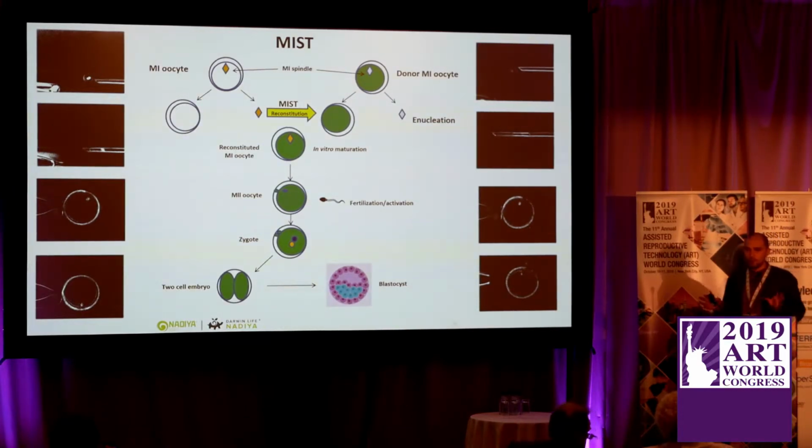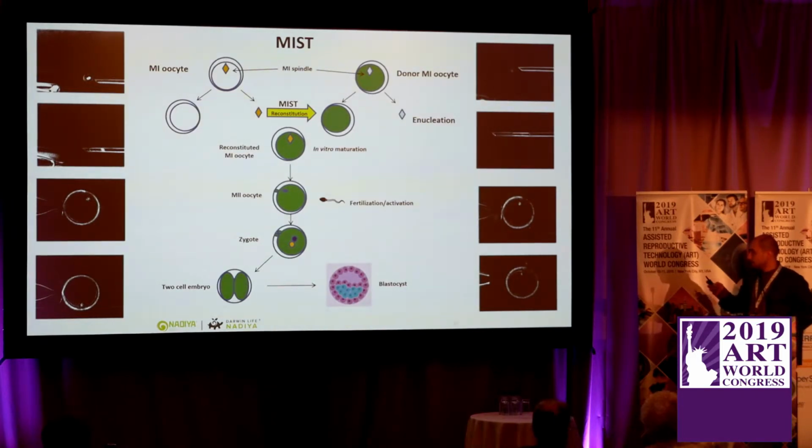There is no protein in it, just disassembled chromosomes flying around. And then after reconstitution, as you can see, the donor cell just reassembles the spindle, and it looks very nice. And then it matures very well and fertilizes very well.